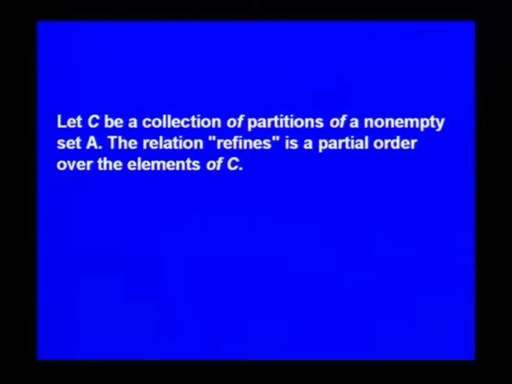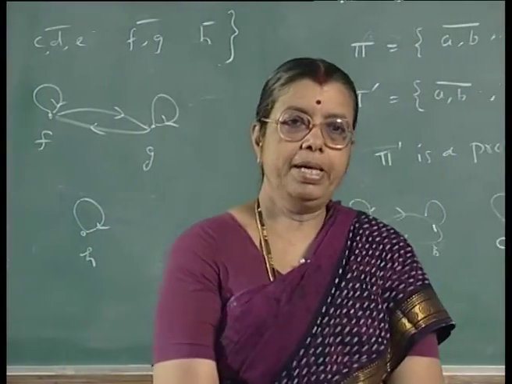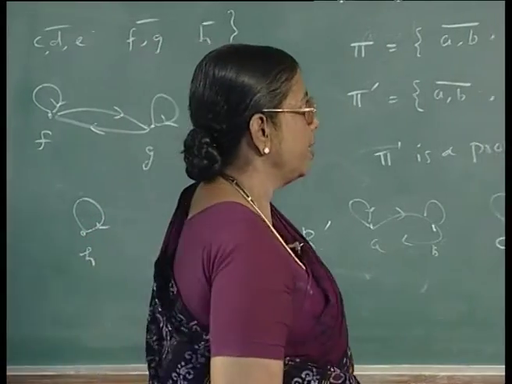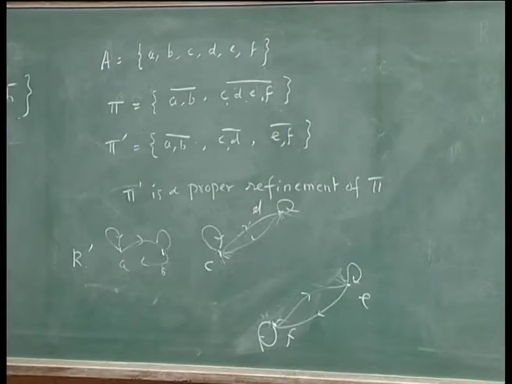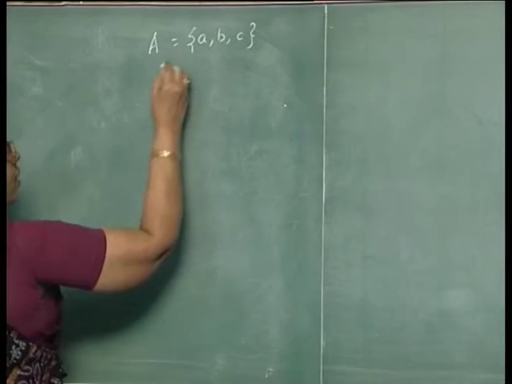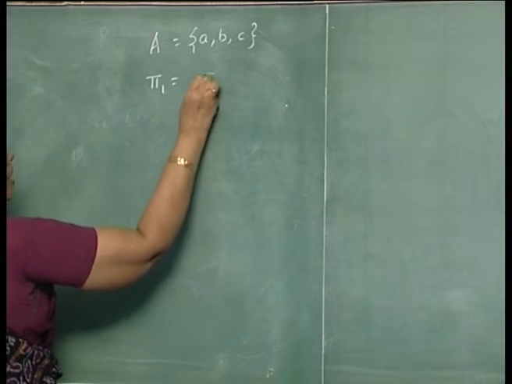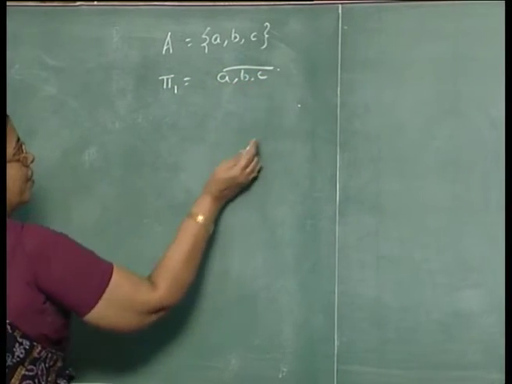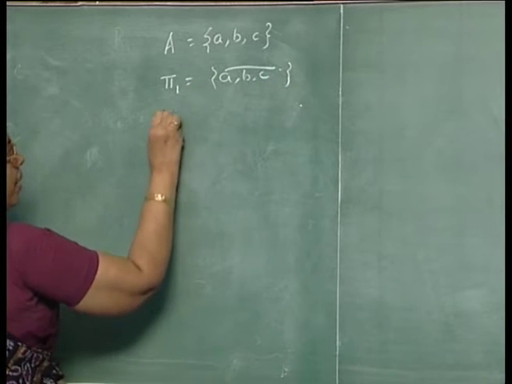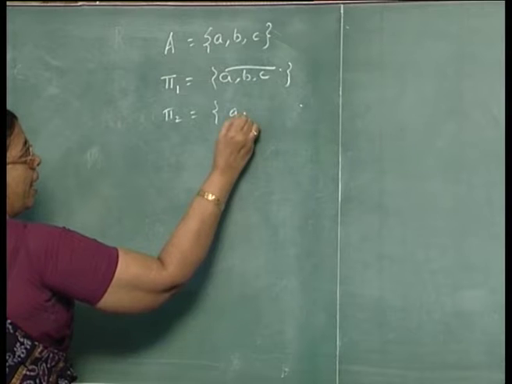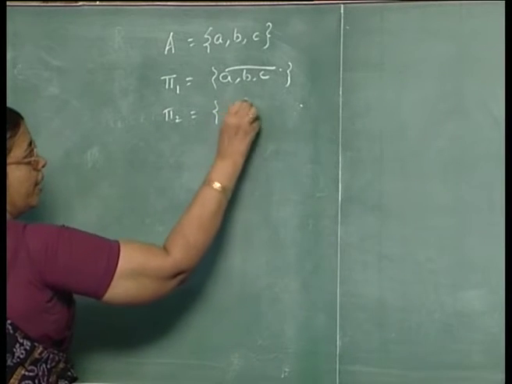Let C be a collection of the partitions of a non-empty set A, then the relation refines is a partial order over the elements of the set C. Again, I will take just 3 elements in a set A and C. Let us see what are the partitions. Take a set A having 3 elements A, B, C. What are the partitions? Pi 1 is a partition having all the 3 elements. Pi 2 is a partition having each one in a separate block.